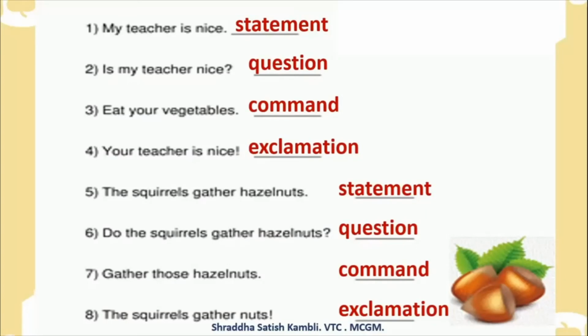Alright children, so this was lesson number 17, the grammar part from it, that is kinds of sentences. We saw, according to the textbook, there are 4 kinds of sentences. We looked at each kind of sentence, that is a statement, a question, a command, an exclamation. We saw the meaning of all these types. Alright, we also saw the examples, and finally towards the end we also did a few exercises to see whether you have really understood how to find out the difference between different kinds of sentences.